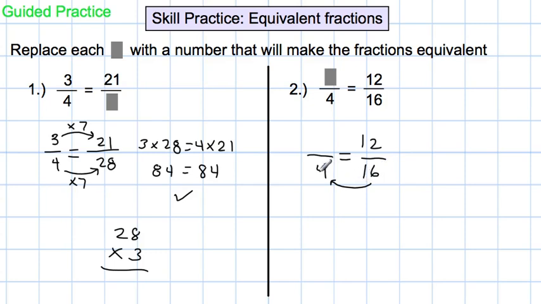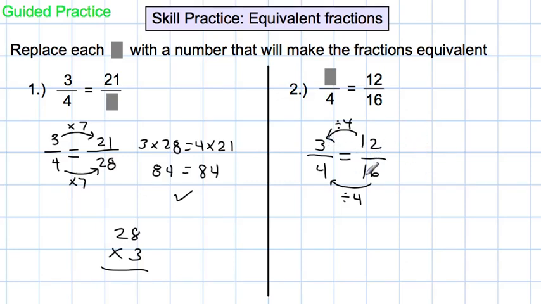16 to 4. 16 to 4 means numbers are getting smaller, so that means a division problem. 16 divided by something equals 4, and that happens to be 4. So 16 divided by 4 is 4. I have to do the same operation with the same number to the numerator to keep these fractions equivalent. Oh, I wrote multiplication. Don't want to write multiplication there. It's a division problem. 12 divided by 4 equals the new numerator. So 12 over 16 equals 3/4.